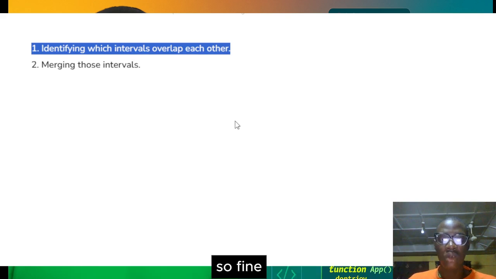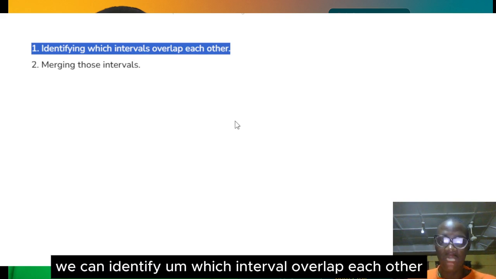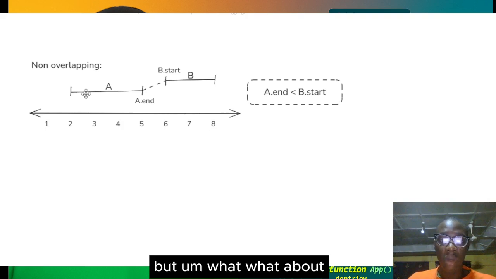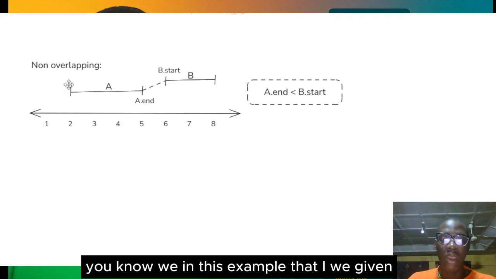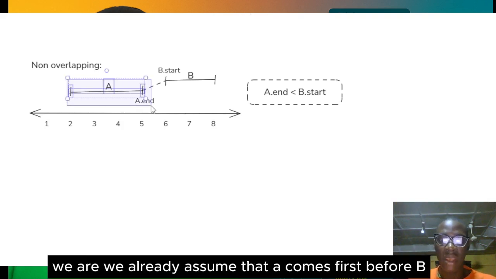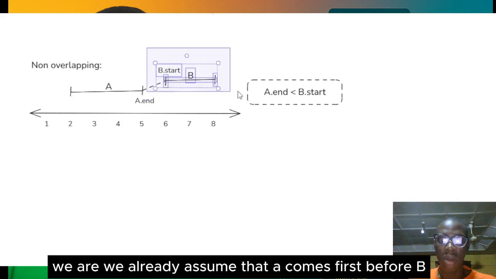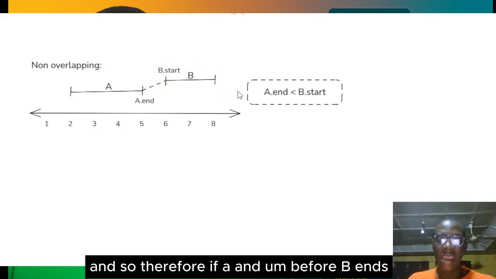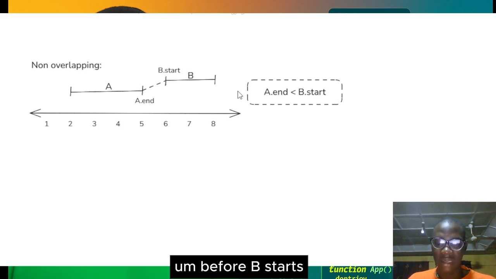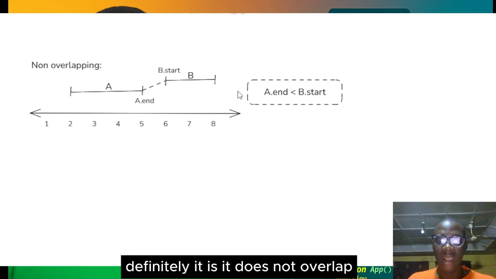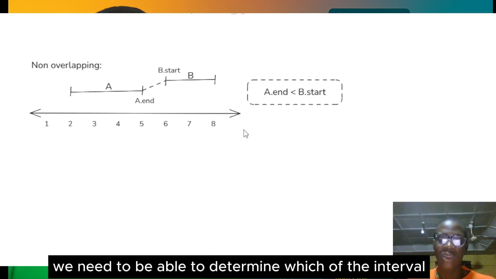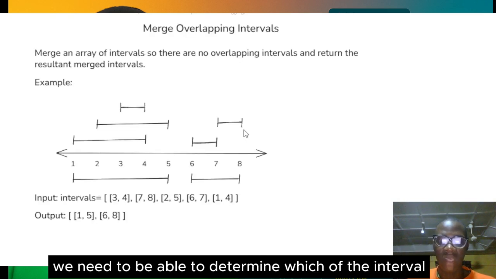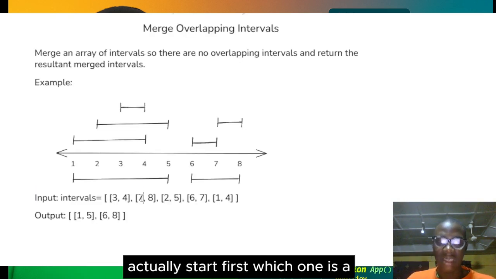So fine, we can identify which intervals overlap each other, but how do we know which particular interval comes first? In this example that we gave, we already assumed that A comes first before B, and so if A ends before B starts, definitely it does not overlap. But if A ends after B started, then it overlaps. So now we need to be able to determine which of the intervals actually starts first, which one is A, which one is B.